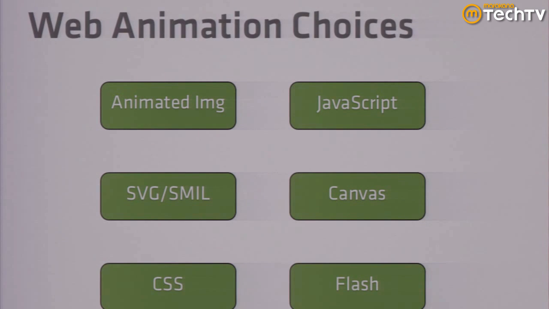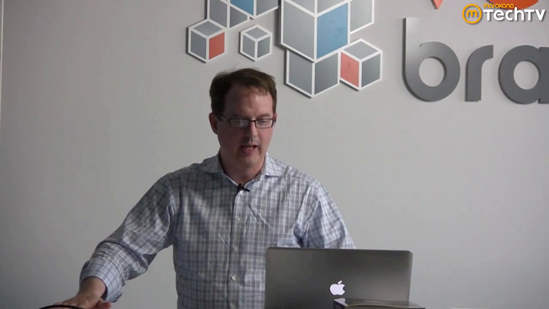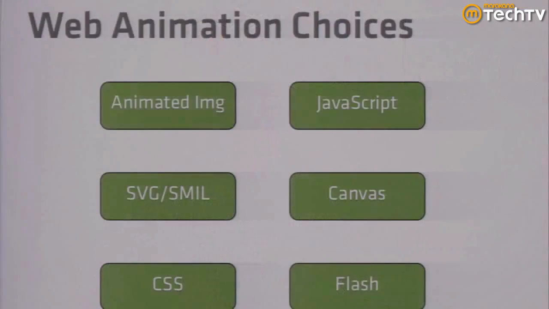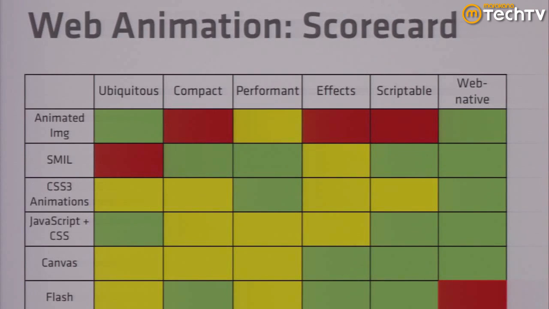So on the desktop, particularly if you're addressing edge browsers or you've got a limited audience, you have a ton of choices. And a lot of these are pretty good. Canvas has its strengths. JavaScript animation has its strengths. Animated images, not so much.